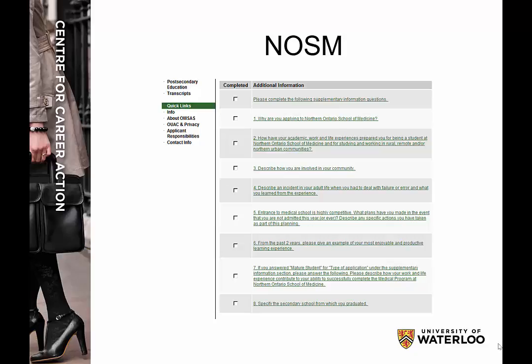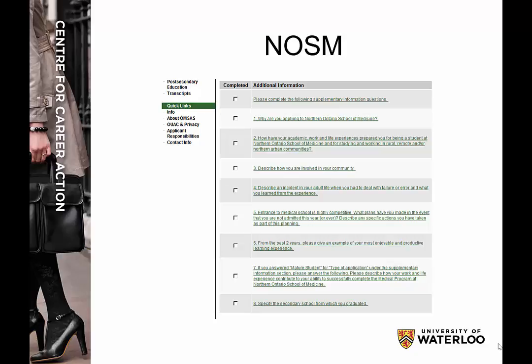When answering the essay questions, if you have any background and/or experience in relation to northern and rural regions, make sure to include it. Make sure that you have reviewed the NOSM website to understand the focus of their program and what they're looking for in applicants. Each summer, NOSM offers a webcast that you can attend or listen to. Check their website for details.